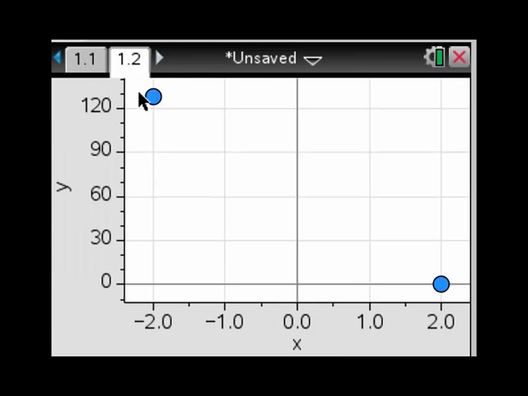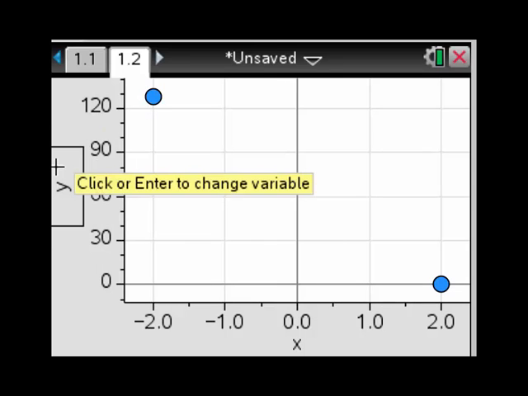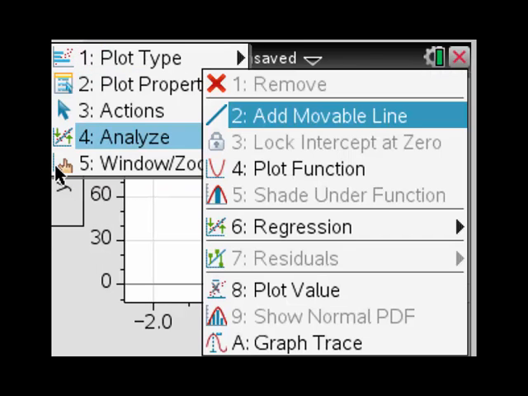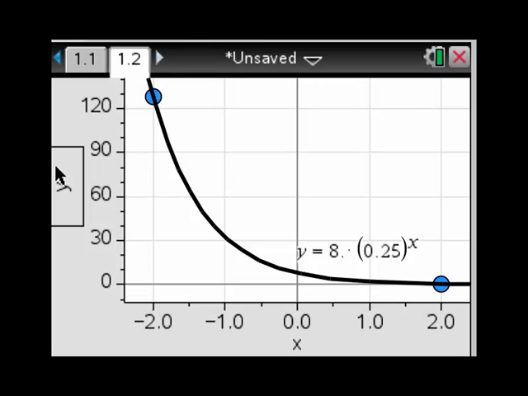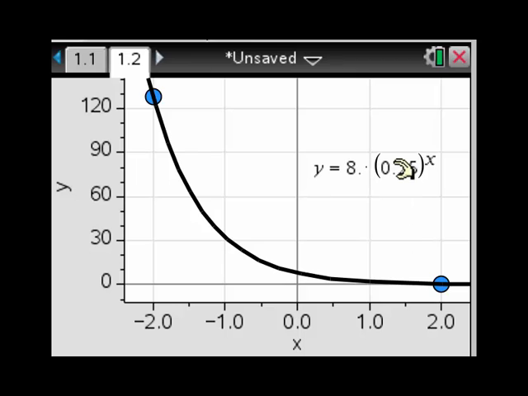We notice it's going the opposite direction this time. It's decreasing. Wonder what that means. Menu, 4 for analyze, 6 for regression, 8 for exponential, and look, for decreasing, I notice that my base is less than 1, but greater than 0. So my equation is y equals 8 times 0.25, or 1/4, to the x.